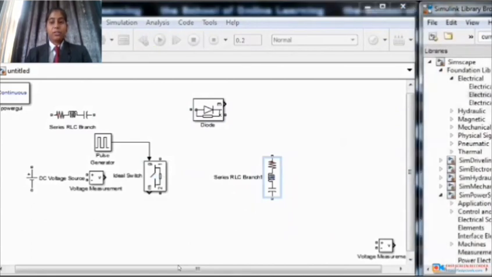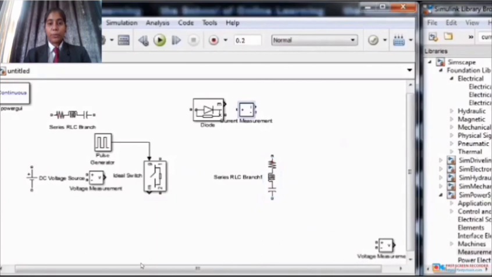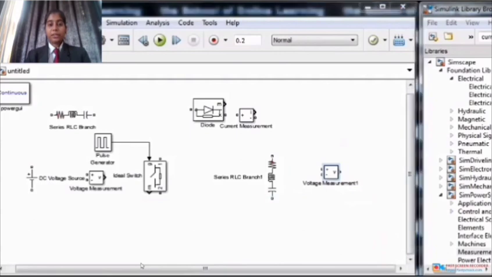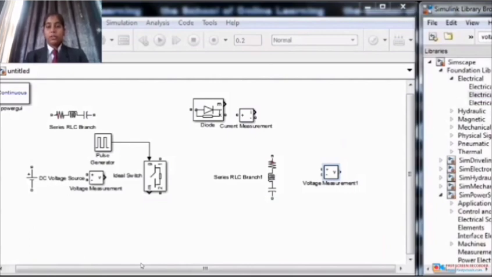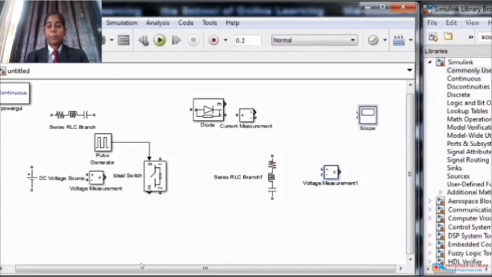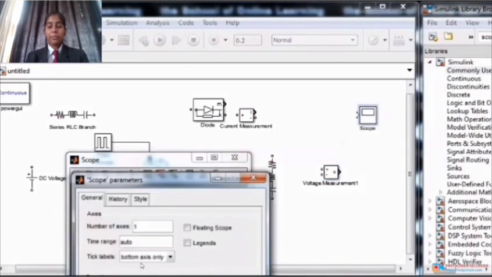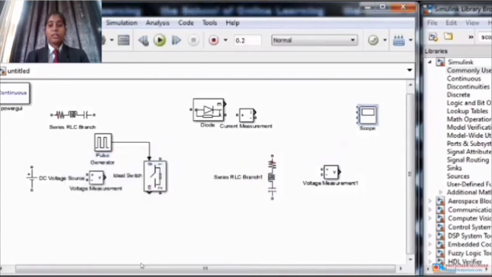Then we have taken one more component. We have adjusted the position of the RLC branch. Then we have taken one more component, current measurement, which is used to measure the current, which is adjusted behind the diode. Then we have again adjusted the voltage measurement. Then we have taken one more component, which is the scope. The scope is only used to adjust the time and amount of input values to be displayed. So here we have adjusted the values of input 3. We have given the values to the scope.